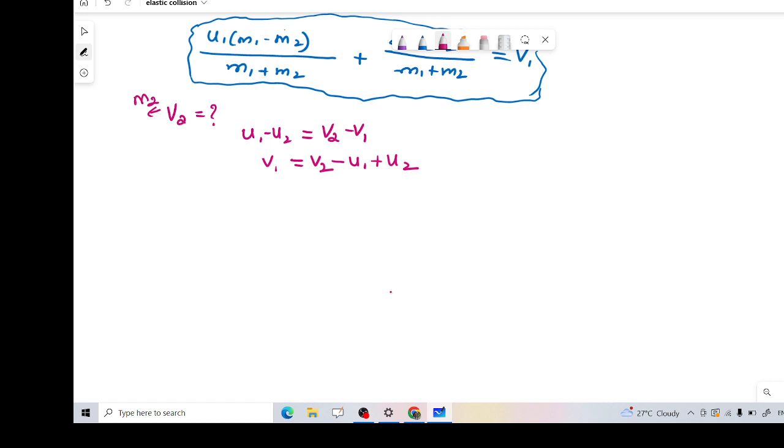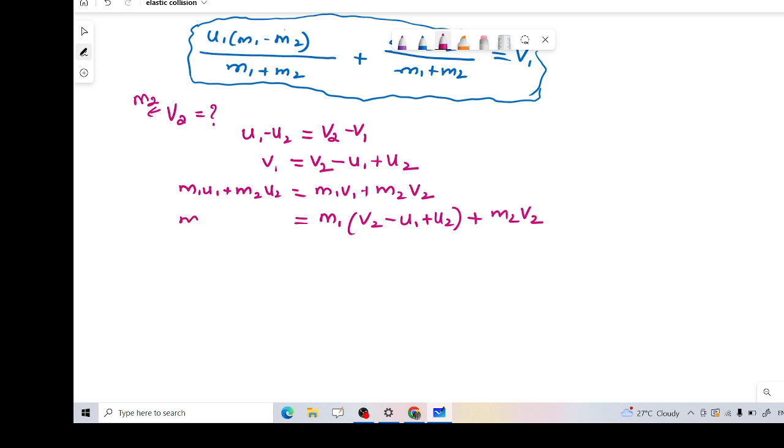I will substitute this equation in equation number 1. Equation number 1 is m1 u1 plus m2 u2 is equal to m1 v1 plus m2 v2. Here I will substitute the value of v1, so this becomes v2 minus u1 plus u2, plus m2 v2. So m1 u1 plus m2 u2.